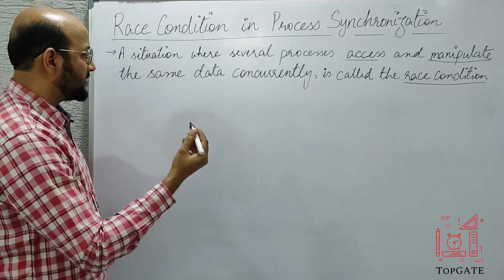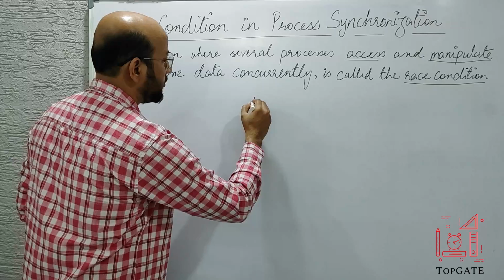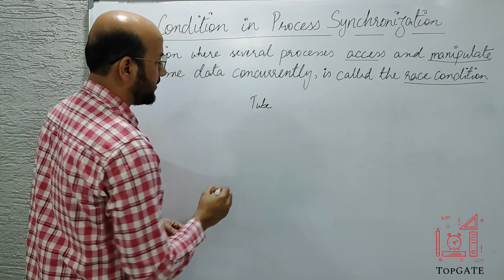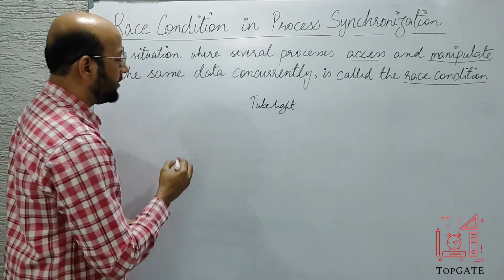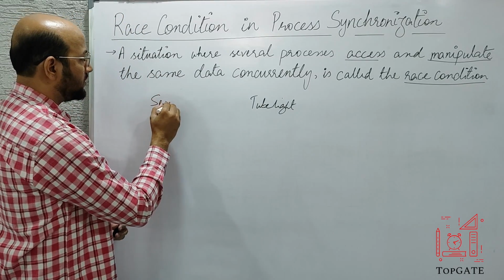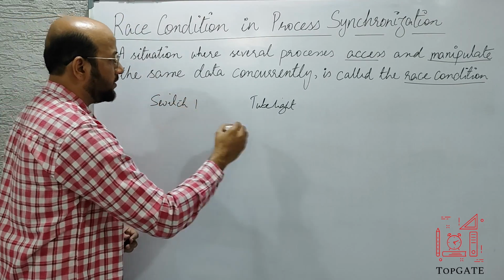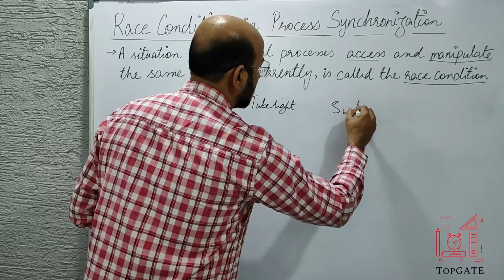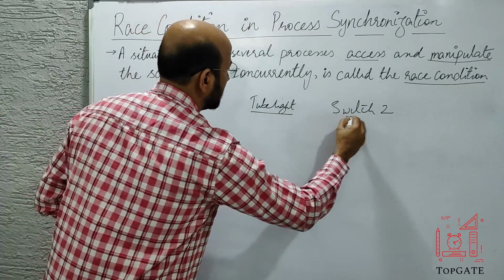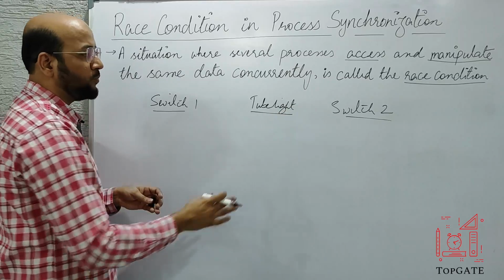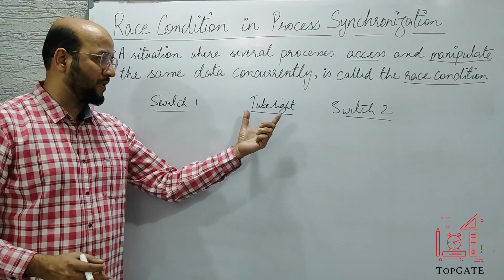I'll tell you how. Suppose we have a tube light. So I'll just write it here. There is a tube light, and we have switch 1 and switch 2. Clear? So switch 1 and switch 2, both these switches can be used to operate the tube light.